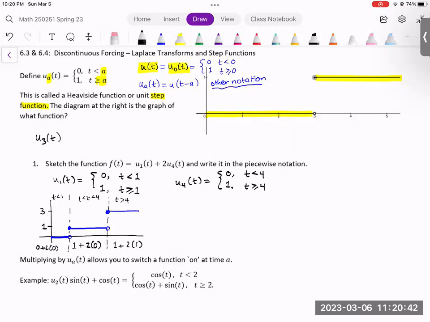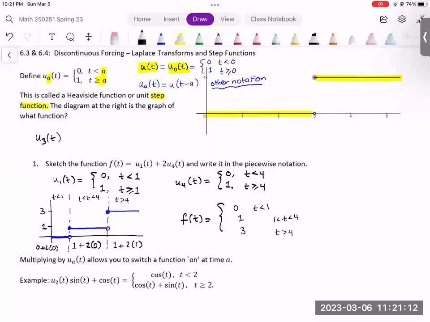Alrighty, let's write down our definition for this function in just our regular piecewise notation format. When t is less than 1, we're equal to 0. When t is between 1 and 4, we're equal to 1. And when t is bigger than 4, we're equal to 3.